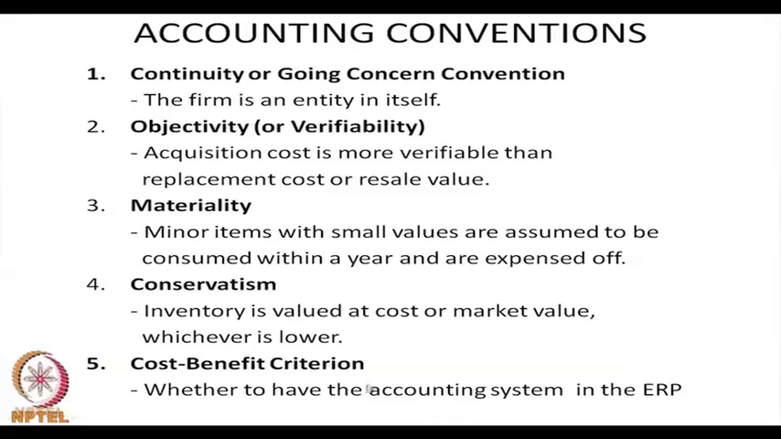Cost benefit criterion. These days, instead of manual accounting systems, enterprise resource planning or similar such accounting information systems are available that help in doing the accounting. But whether a particular item or a transaction has to be accounted for separately in an account or expensed off like minor items is a function of the benefit that will accrue by putting such accounts in the enterprise resource planning system.